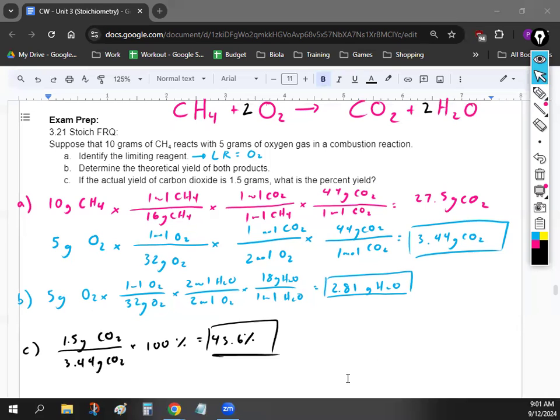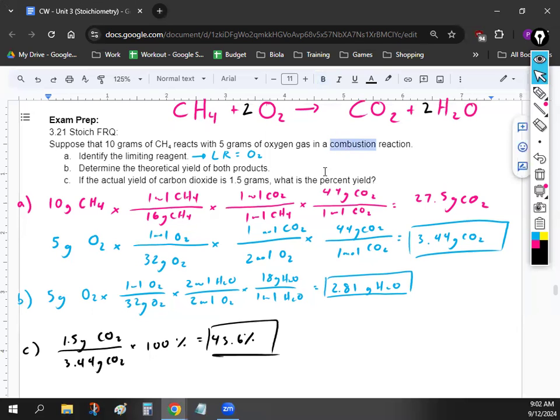All right. Just know you will have a problem very similar to this on your exam, and you will have to know what a combustion reaction is. So just as a reminder, a combustion reaction is when a carbon compound reacts with oxygen gas, which is O2, and it produces CO2 and H2O. So you literally can just memorize the products CO2 and H2O, and it's a reaction with oxygen gas.